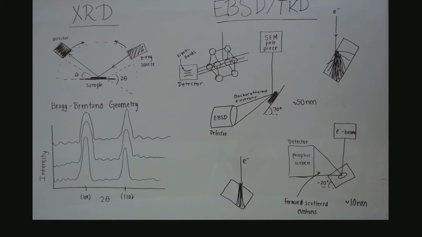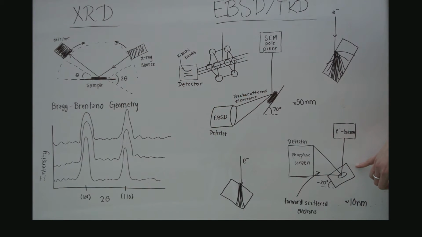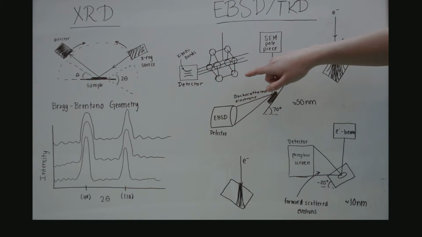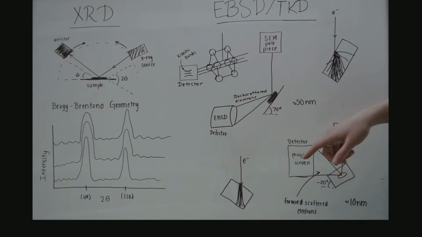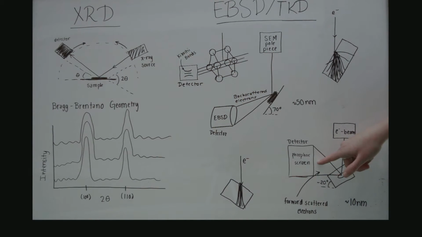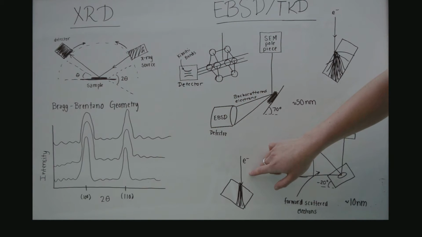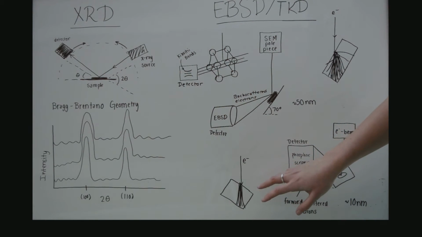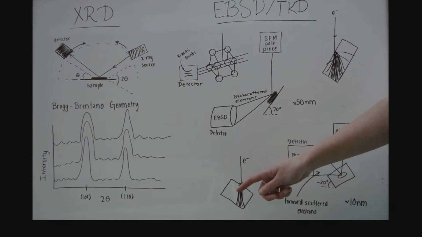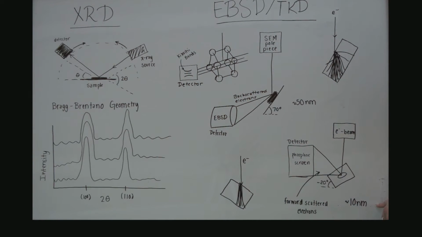Because with TKD, you're going to get a much better resolution of about 10 nanometers, and it's because of the orientation. Instead of EBSD, where you look at the backscattered electrons, you look at the front scattered electrons. So you'll have the E-beam, your detector and your sample at a different orientation, at negative 20 degrees instead of 70. Again, it's going to do the same diffraction, so you get Kikuchi bands as your resulting image, but because these electrons are coming from the other side, they're going to go much more straight through your sample. Because you don't have all these electrons going out in different directions, your resolution is better.